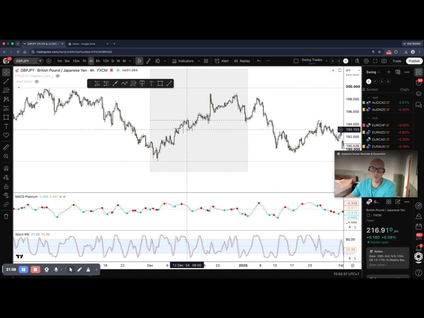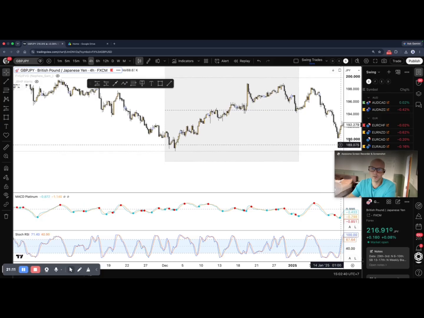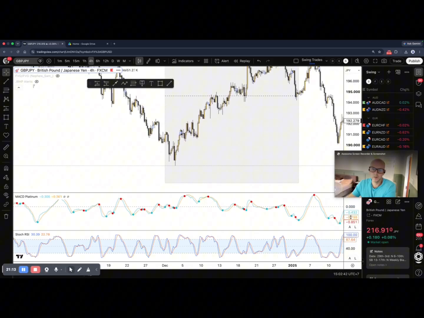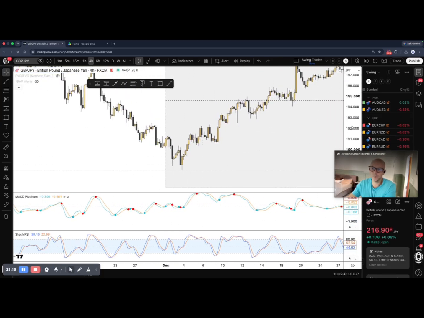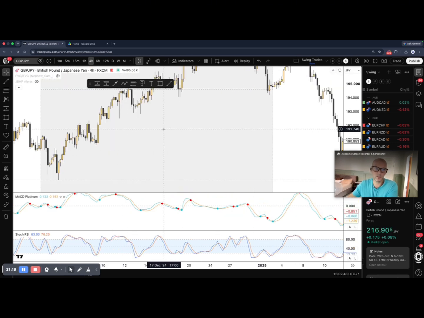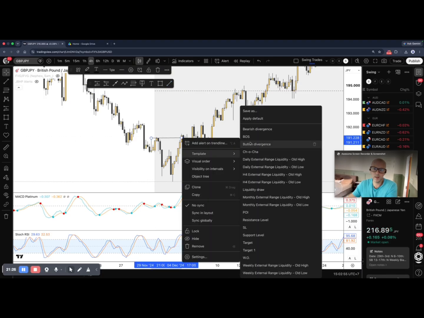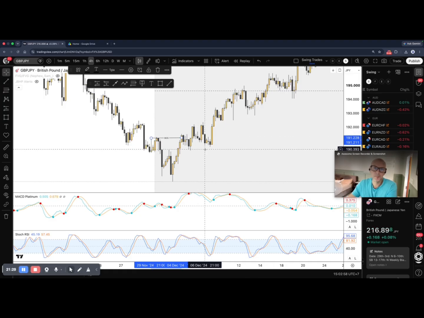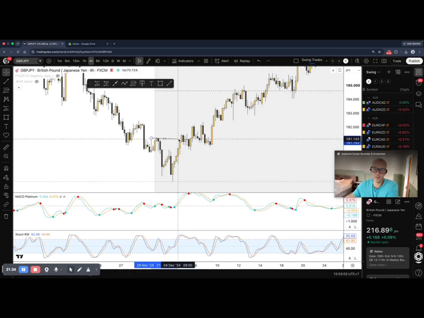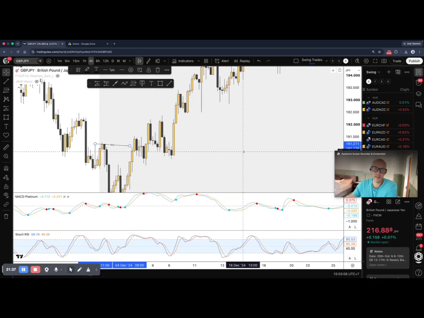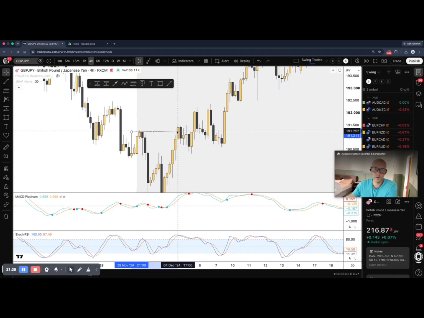And yeah, let me just clear that off here. Okay, so the first thing we want to work out is the breaker structure. Now, I don't usually take the initial breaker structure, so here is the first one there. I'll just label that breaker structure here. What I tend to do is just wait for the second one to play out. So let's take a look here. So I'm going to move the breaker structure to this point here.